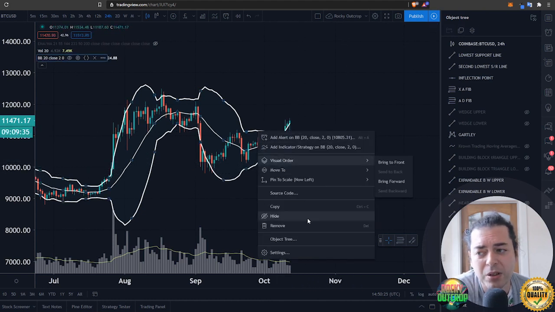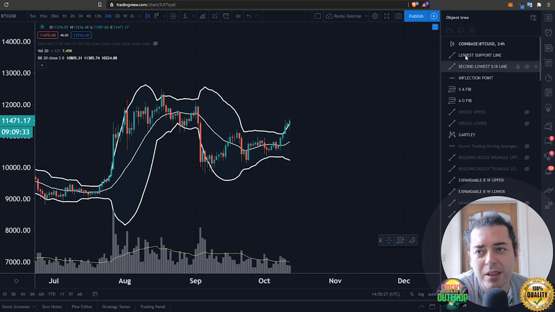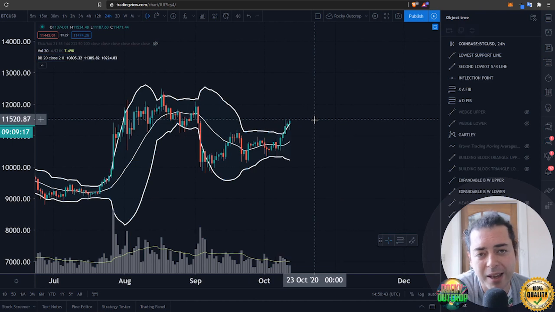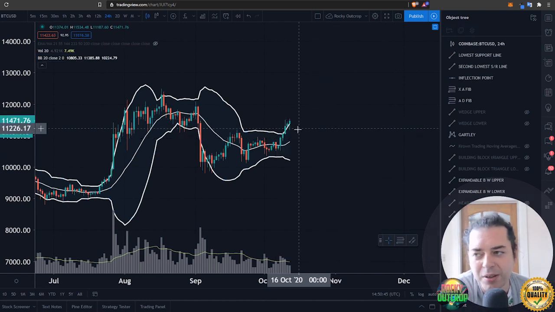And what I'm also going to do here is make sure when I look at this that they're behind the price action, so that I can see the candles on top of the Bollinger Bands themselves. And the easiest way to do that, as a quick tip for you, is to go to the visual order of things and say send backwards or send to back. Now, of course, these are at the back already for me, so I don't have the option to hit that button.